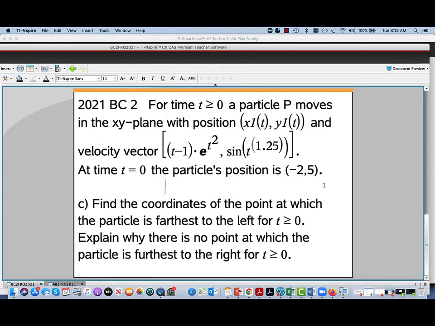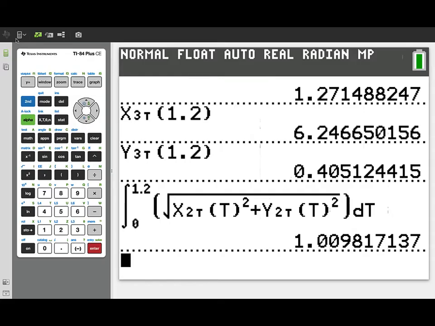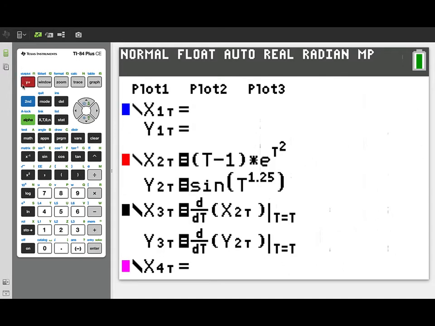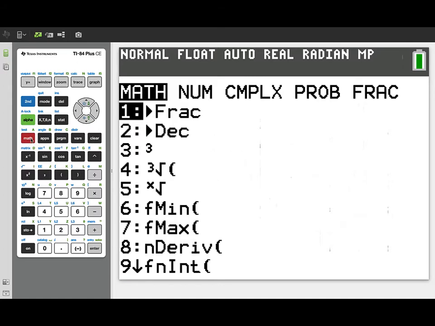Okay, now we've got that initial position of (-2, 5) and a velocity vector. We're going to use that to create position functions for this particle. So when we go to the y equals menu, you will remember we left x1 and y1 blank for that purpose, so we'll have those spots for the position. So for x1(t), I enter the initial x-coordinate at time 0, which was -2.